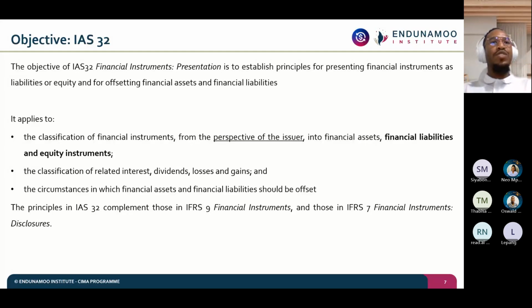And it also applies to circumstances in which financial assets and financial liabilities should be offset when we are presenting financial instruments in our financial statements. Now, the principles of IAS 32, as I discussed at the beginning of the session, are complementary to those found in IFRS 9, as well as those found in IFRS 7.